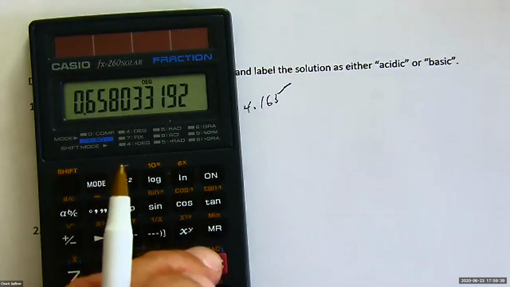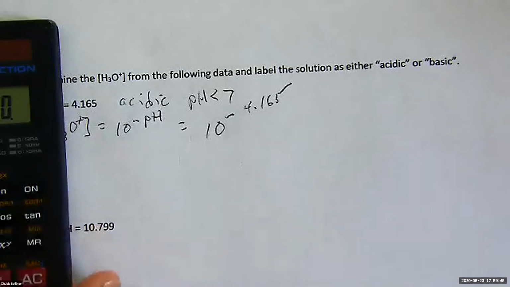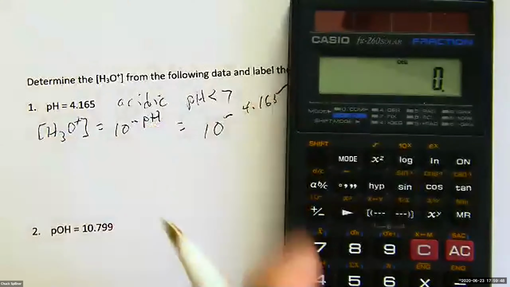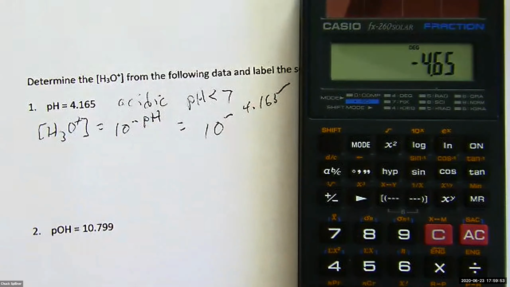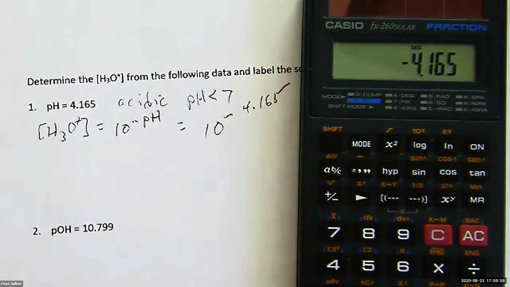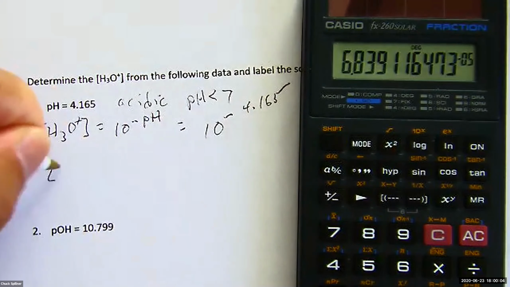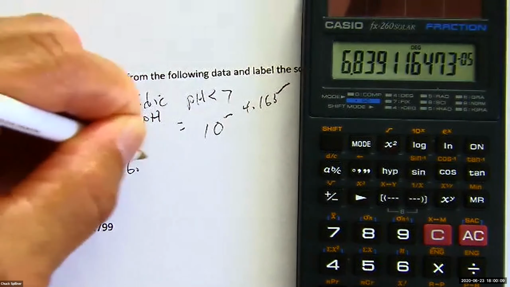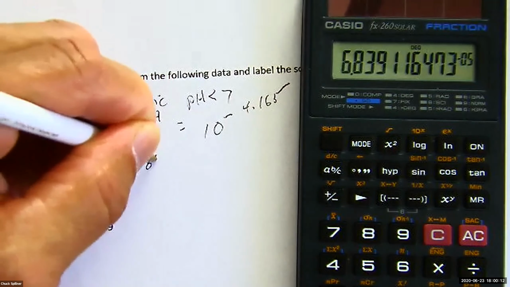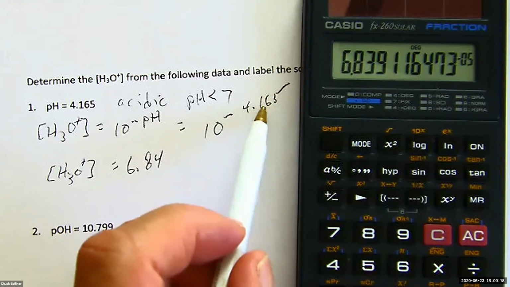Okay, I didn't want to do that. I put in my number first. So my number is negative 4.165. So I'll put 4.165, and I'll change the sign. And then I'll do the 10 to the x. And I get H3O plus is equal to 6.84. Let's look at this. The pH is 4.165. There's 3 decimal places.